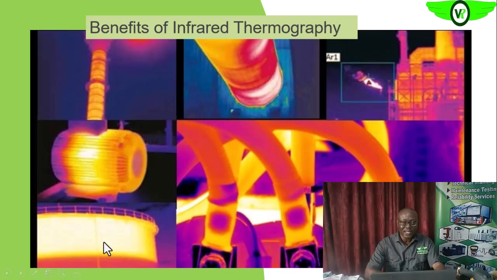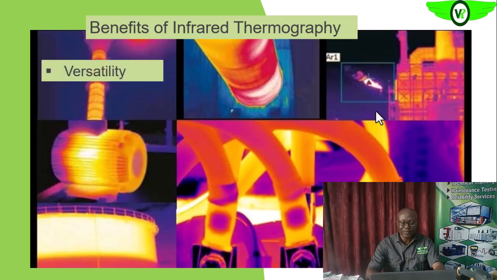Then this is a tank, and we'll see the level of the tank. So these are pipelines. Then you see the heat distribution on this pipe, showing that something is developing here. This is on an electrical system, and of course we have the heater, and so it has a very wide area of application. So what are the benefits of this infrared thermography?